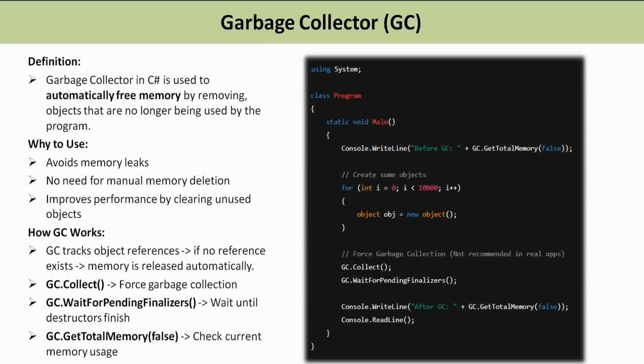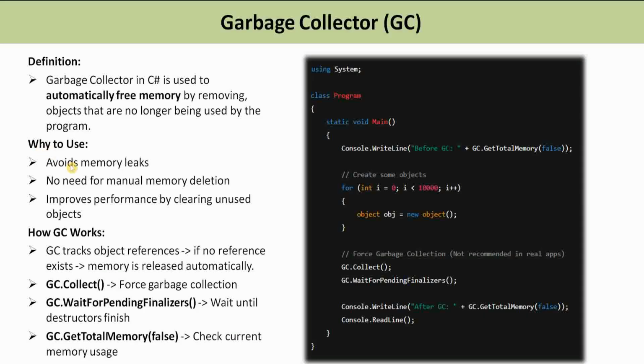First topic we have is garbage collector, means GC. So what is GC? Garbage collector in C# is used to automatically free memory by removing objects that are no longer being used by the program. So garbage collector is mainly used to release the memory which we are not going to use further in our program. It automatically calls. We do not need to call it manually. It is automatically called by the CLR. That is garbage collector. Suppose we have some objects which we are not going to use further in our program, so it automatically calls and releases that object memory.